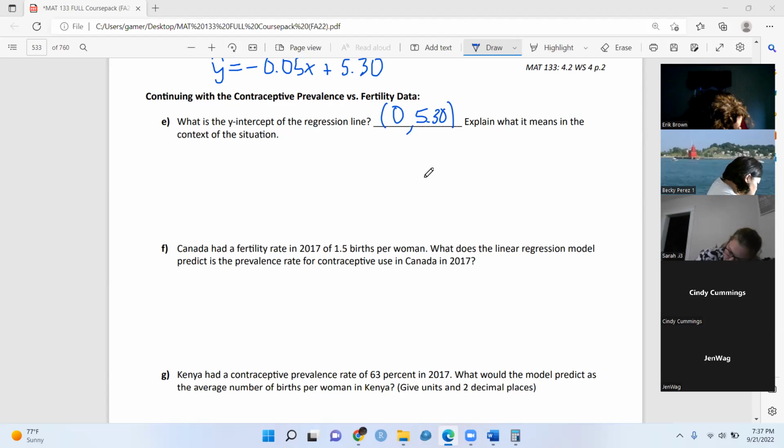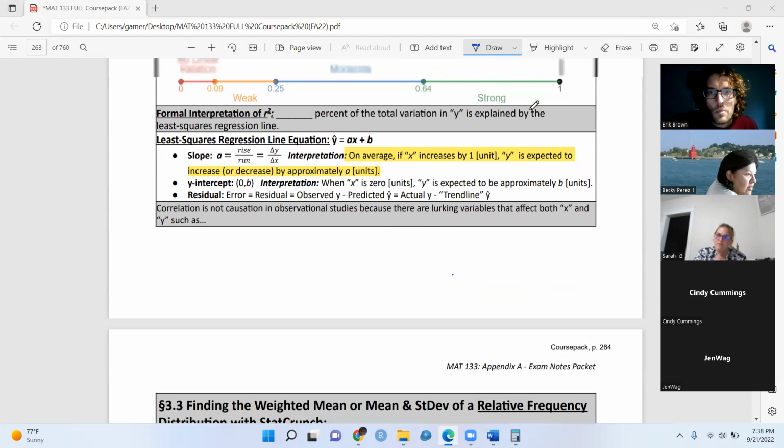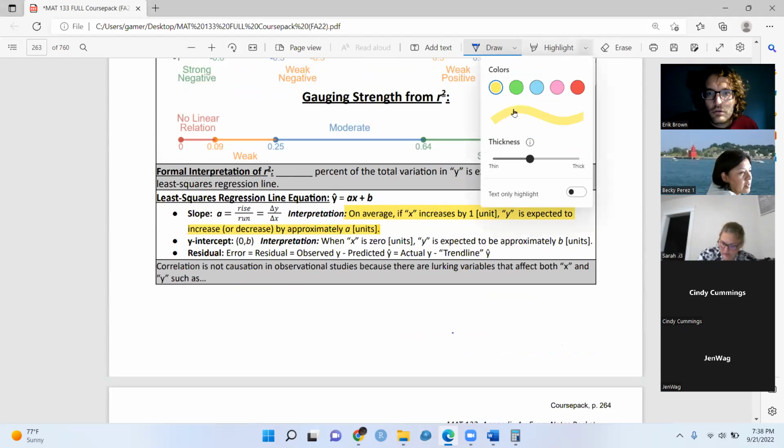So how would I explain this one? I don't understand how to explain this then. I am so with you. It's right here. Let me change the color.